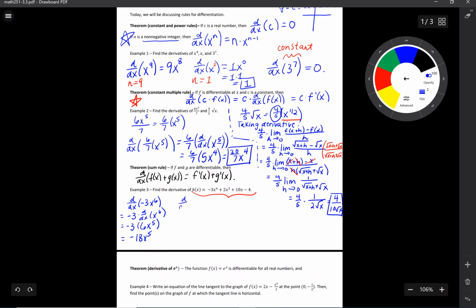If I have the derivative with respect to x of the second term, 2x cubed, I can bring that 2 out in front.